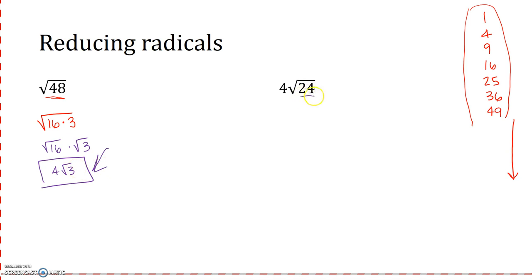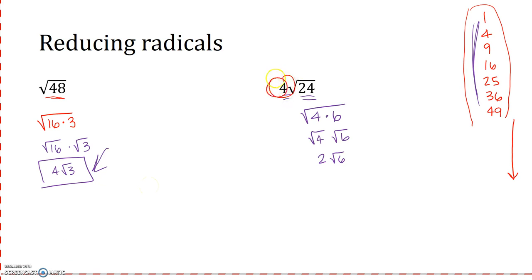So let's try another one. Let's think about 24. I want to know the perfect square that goes into 24. And in this case, 16 is going to be too big. I know 4 goes into 24. So ignore this 4 out front for a little bit. I can think of 24 as 4 times 6. And then you square root each individual number, the square root of 4 and the square root of 6. The square root of 4 is 2. The square root of 6, again, is not a perfect square, so we just leave it underneath the radical.